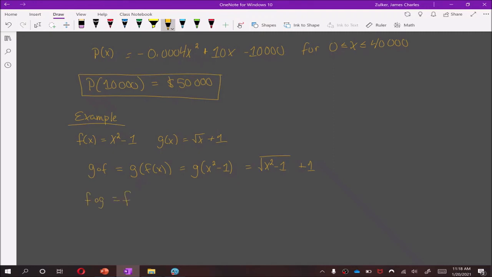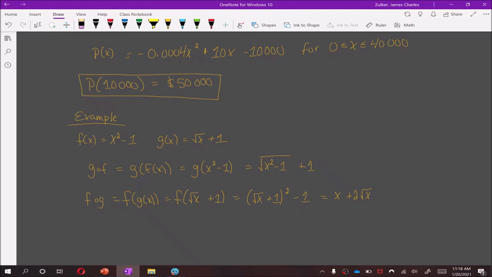Now, f of g, we get f of root x plus 1. So everywhere we see an x in the definition of f, we're going to replace it with a square root of x plus 1. So square root of x plus 1 quantity squared, then minus 1. We can write this as x plus 2 square root of x plus 1 minus 1. And of course, plus 1 minus 1 is just 0, so we don't need it. And we can write it as x plus 2 root x.